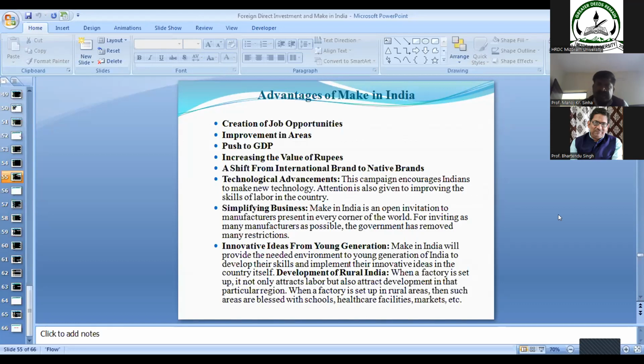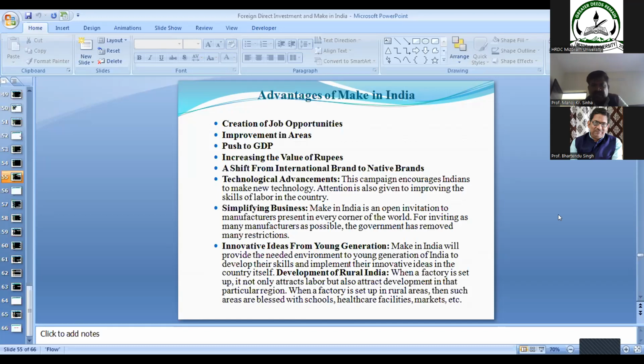With production activities, it will definitely increase the GDP and economic growth of India. With more and more foreign currency flowing to India, it will increase the value of the rupee and appreciate the rupee against foreign currency. A shift from international brand to local brand: if a manufacturing unit is set up in India and starts exporting from India to other countries, then it will promote the native brand over the global brand.